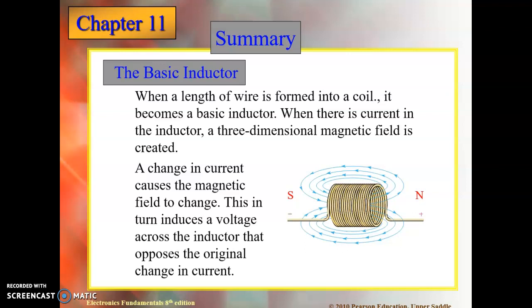When a length of wire is formed into a coil, it becomes a basic inductor. When there is current in the inductor, a three-dimensional magnetic field is created. A change in current causes the magnetic field to change. This turns into a voltage across the inductor that opposes the original change in current. So inductors oppose the change in current as well.